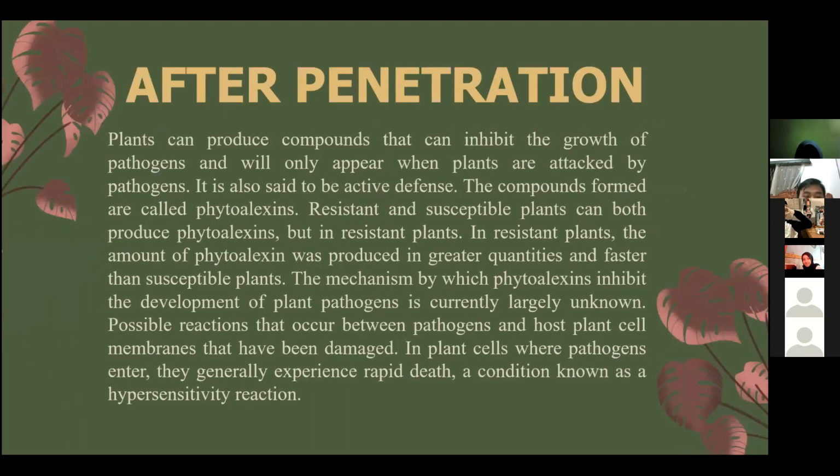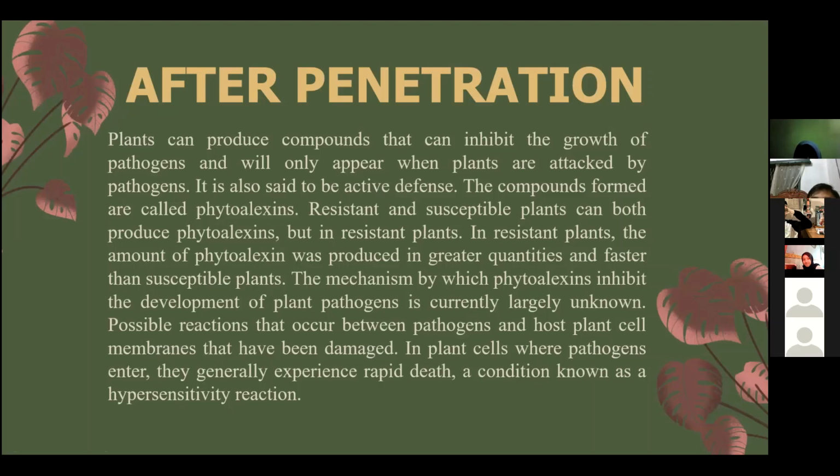The next is after penetration. Plants can produce compounds that can inhibit the growth of pathogens, and these will only appear when plants are attacked by pathogens. It is also said to be active defense. The compounds formed are called phytoalexins. Resistant and susceptible plants can both produce phytoalexins, but in resistant plants the amount of phytoalexin produced is greater and faster than in susceptible plants.